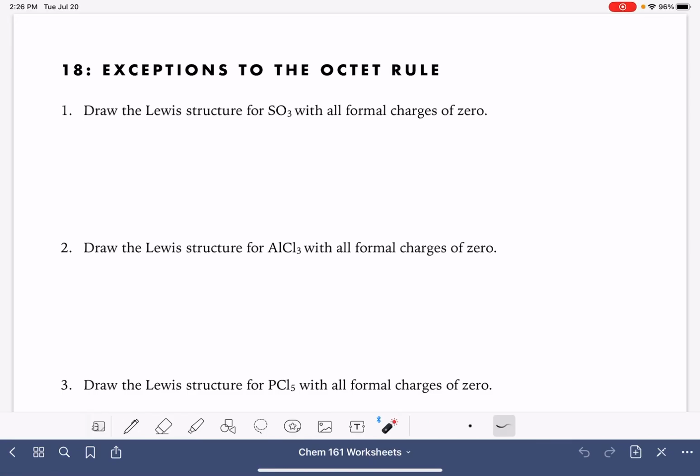On this worksheet, we're going to practice drawing molecules that violate the octet rule, which is actually pretty common. We're going to be starting with SO3. Let's begin by adding up the valence electrons in the SO3 molecule.